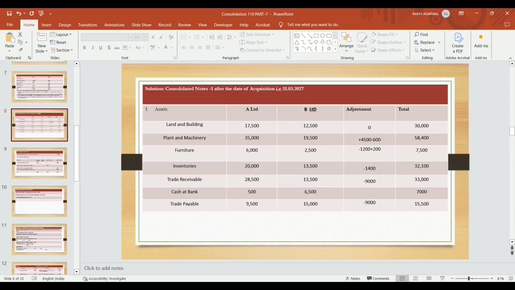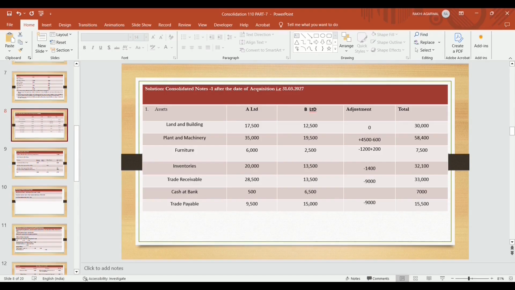Solution: consolidated note 1, after the date of acquisition, that is on 31st March 2027. All the assets and liabilities of A Limited and B Limited are put together, added together, except A Limited share capital, except B Limited share capital, except B Limited reserve, and except the investment made by A Limited in B Limited. All the assets and liabilities are to be added one by one, of A Limited and B Limited, in order to make the consolidated note 1.